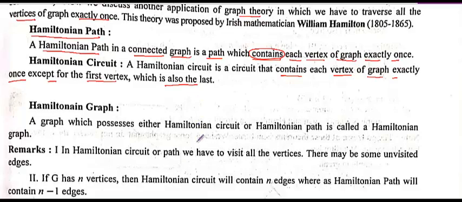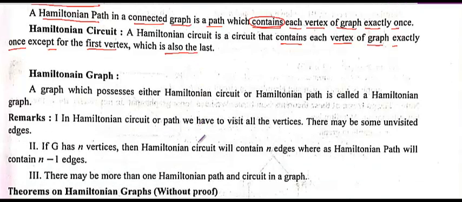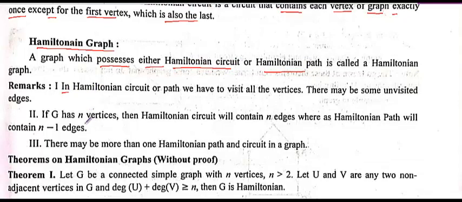Correct? So now another important definition, that is the Hamiltonian graph. A graph which possesses either a Hamiltonian circuit or a path is known as a Hamiltonian graph. And we have three remarks. These remarks are very useful and give very important conclusions to us. So what is the conclusion? In the Hamiltonian circuit or path, we have to visit all the vertices. This is very much clear.